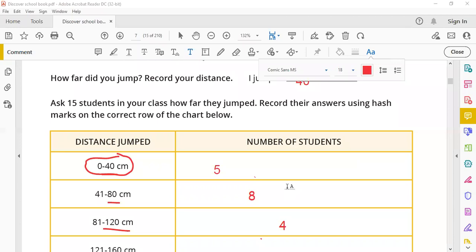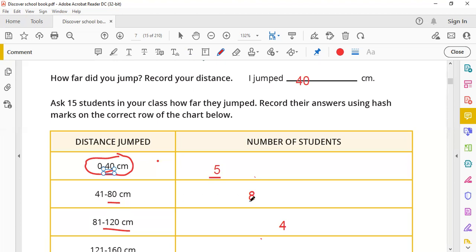Okay, Adam Samah? Did you get this now? Do you know why we write 5 here? Not very well. Okay, what is this number, Adam Samah? 40 centimeters. What is this number? Look, this number. What is this number? 40. And what is this number? 5. So how many students can jump 40 centimeters? 5.